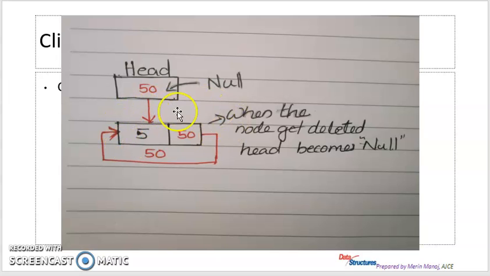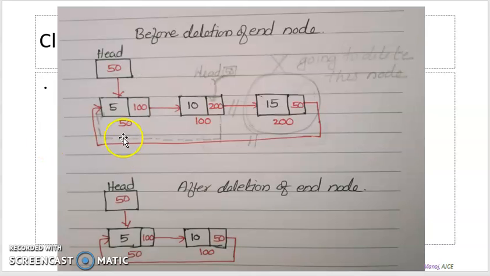So this node becomes deleted, then there is nothing in the list. So head has to be changed to null. So when the node gets deleted, head becomes null. And sometimes the list may contain more than one node. In that case, we delete from the end.